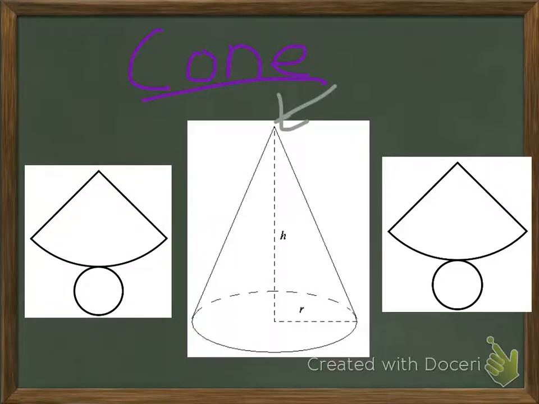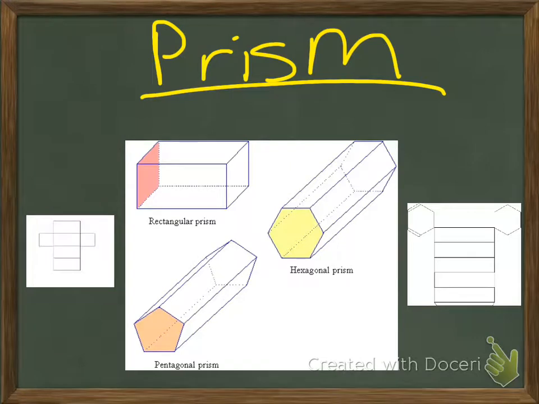Okay, so my most favorite example of a cone is an ice cream cone, because who doesn't like ice cream? Now let's move into the prisms. Okay, so a prism is a solid object that has 2 identical ends and all flat sides. The shape of the ends give the prism a name.